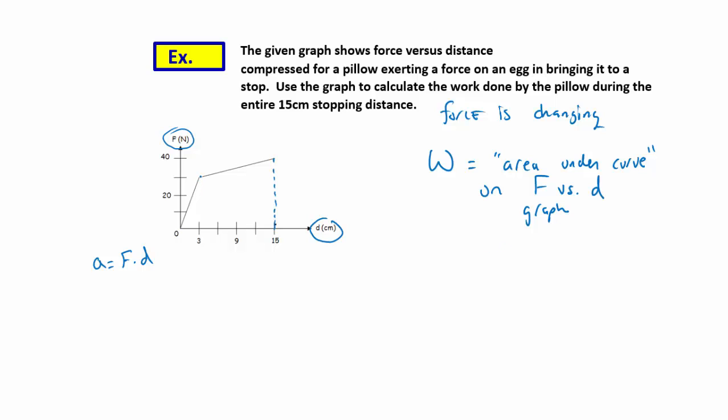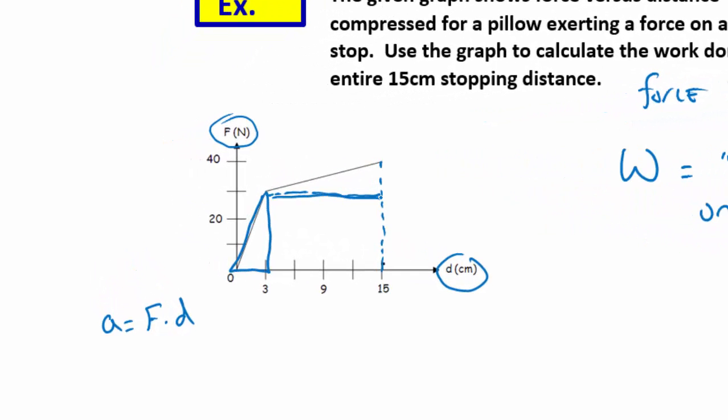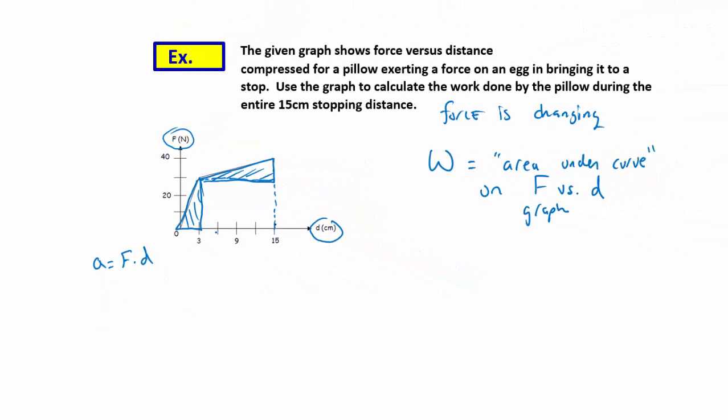So what I can do is I can break this into 3 little shapes. We've got a little triangle, 2 triangles, and a square. So if I take these 3 shapes, I'm going to go ahead and add that the area is going to be a triangle plus the triangle plus the rectangle.